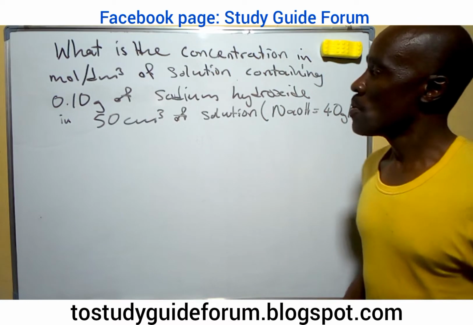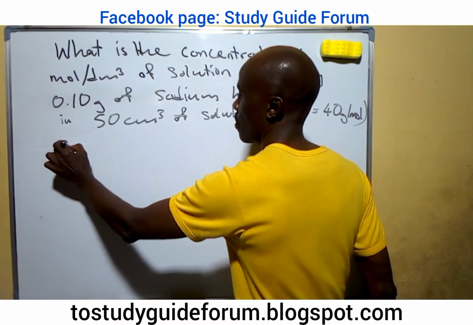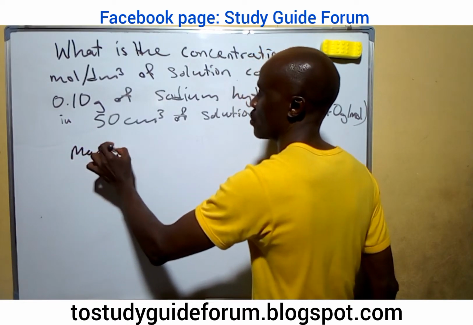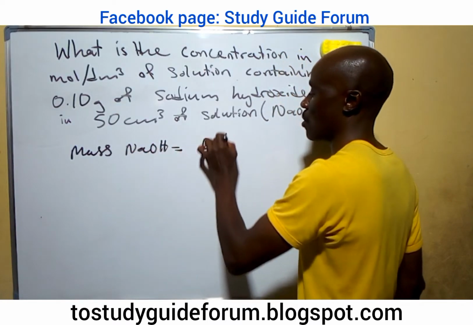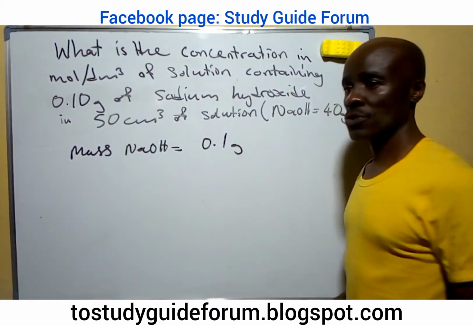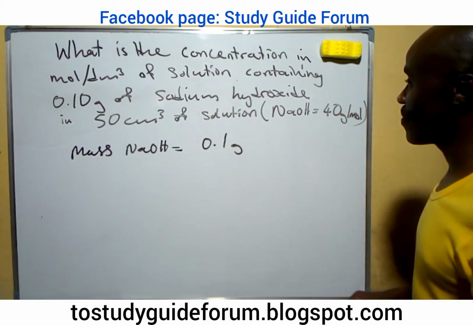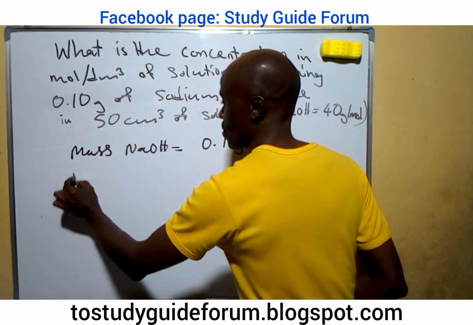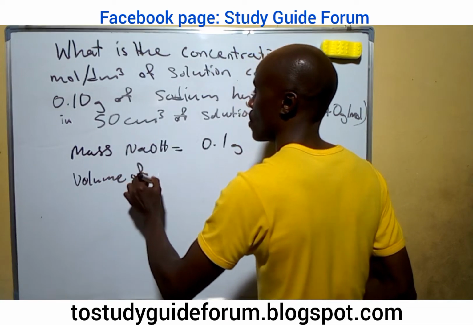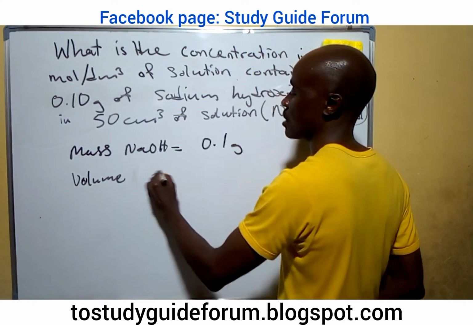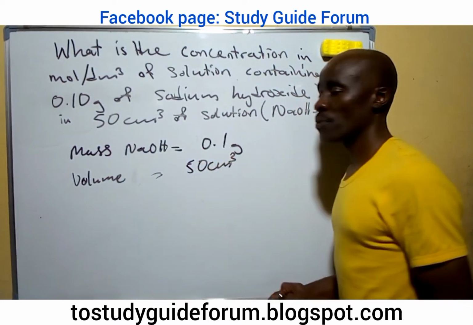We have the gram. The gram we have here is the mass of sodium hydroxide given to us, 0.1 gram. So the next one we have here is the volume. The volume is 50 cm cube.